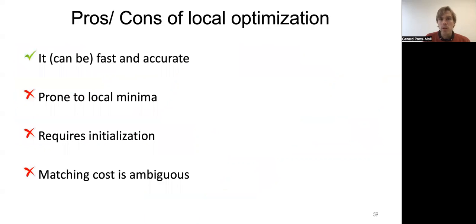Okay, so the pros and cons of local optimization are that if well implemented, they can be fast, and they are typically accurate provided a reasonable initialization. But they are prone to local minima. They require some initialization to work well, and the matching cost is ambiguous. Knowing how to associate image observations to body model predictions is still ambiguous, the same way as ICP was ambiguous.